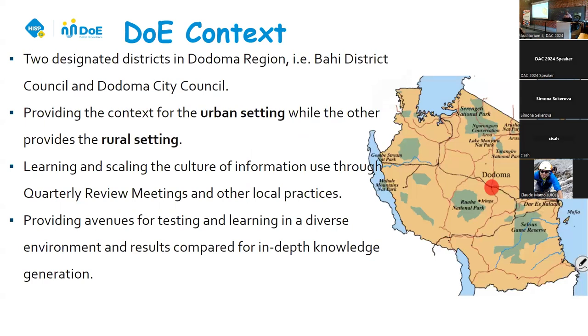This project is working in Tanzania, in the Dodoma region. Dodoma region is our capital city, in the middle of Tanzania, and we are working with two districts, Bahi District Council and Dodoma City Council. These two districts provide two different settings: one is urban, and the other one is a rural area.